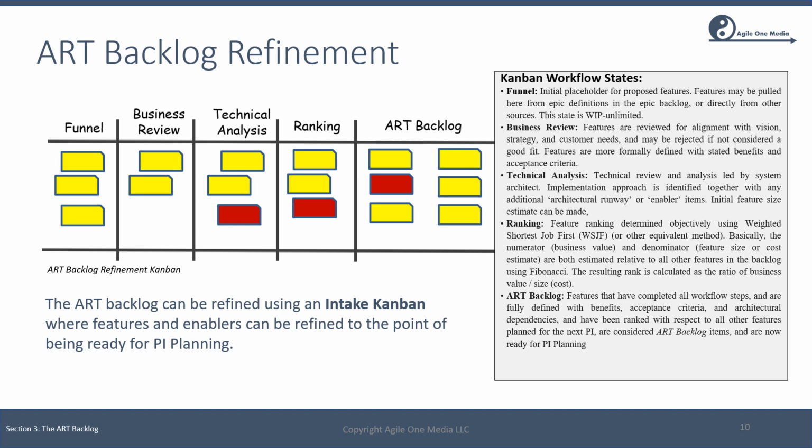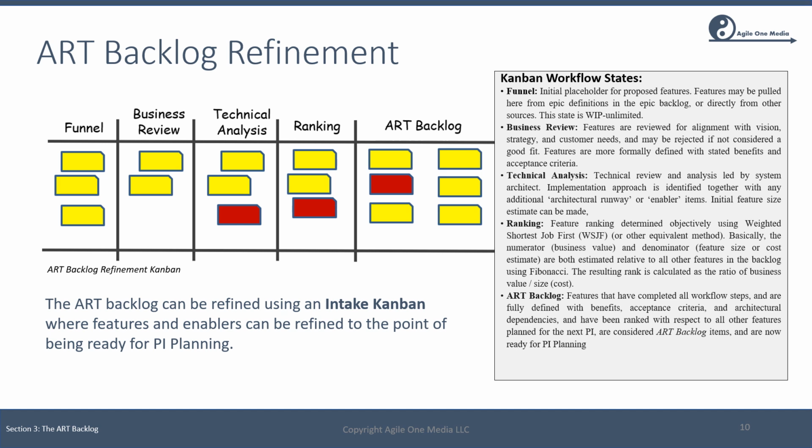So in this example, the funnel, here's our one-line summary. The next step would be to conduct a business review, and the exit criteria for this state might be, in addition to the one-line summary, now we have a description, now we have a statement of benefits, and now we have some acceptance criteria spelled out for the feature. So we're starting now to flesh out the contents of the feature template for this feature.